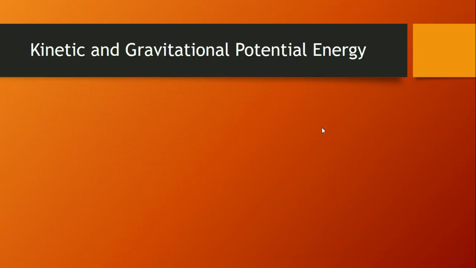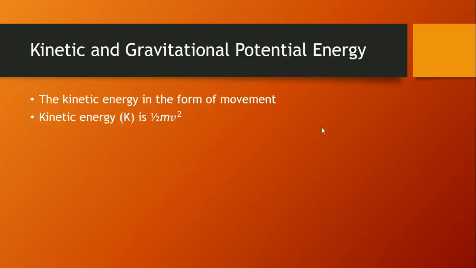Now we're going to talk about energy. There are two types of energy I'm sure you have all heard of: kinetic and gravitational potential energy. Kinetic energy is energy in the form of movement. Anything moving has kinetic energy because kinetic means moving. Like kinematics is the study of movement, kinetic is movement or moving. So kinetic energy is 1/2 mv squared, 1/2 mass times velocity squared.